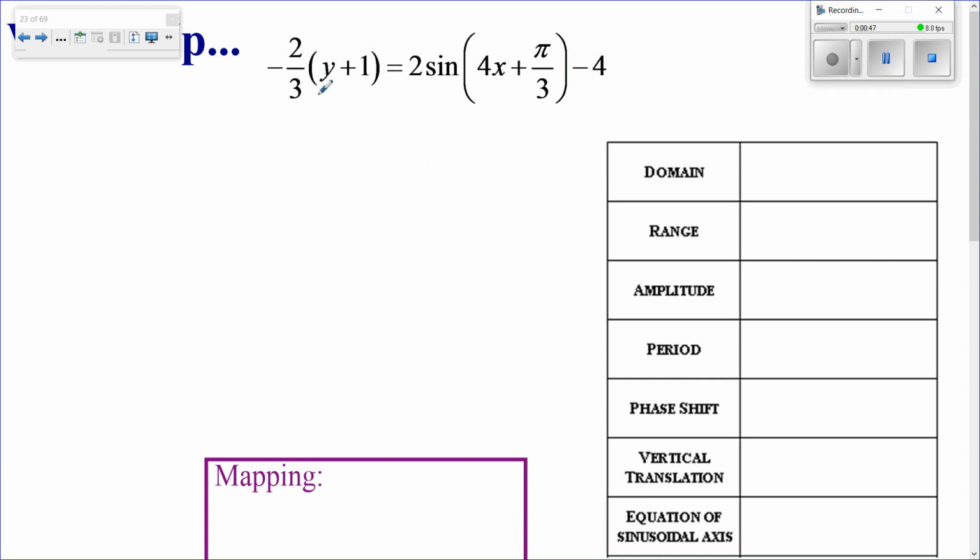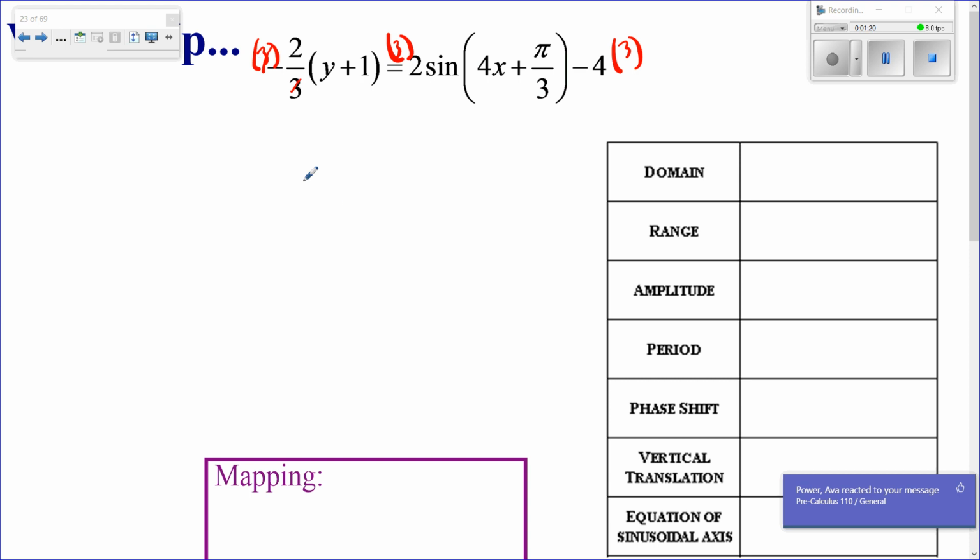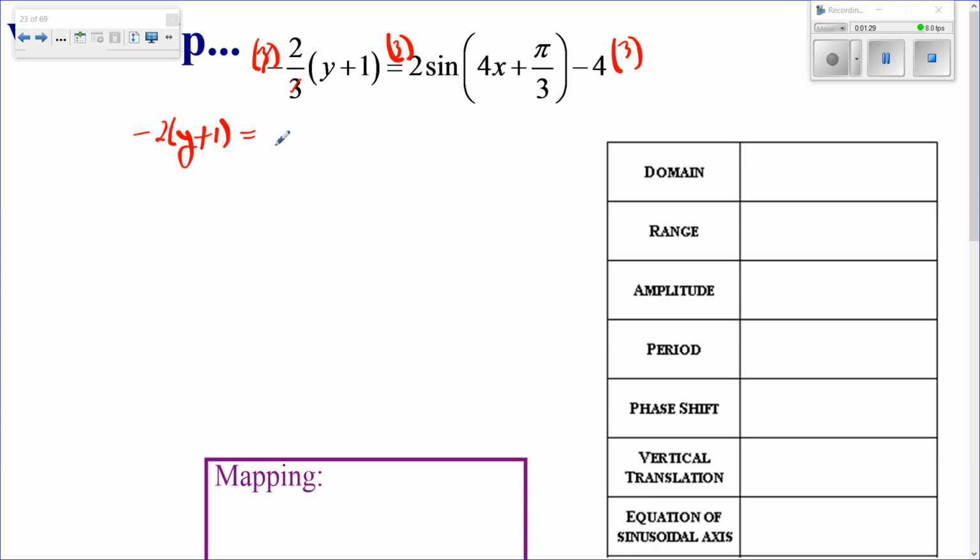To rearrange this, first thing I'm going to do is get rid of this 3 down here. So I'm going to multiply everything by 3. This is all considered 1 because it's multiplication together. Multiply by 3 here. Again, this is all considered 1. We never ever touch this argument. When we're multiplying, adding, subtracting, the argument never gets changed. So you just change that coefficient in front. And then I'm going to multiply this one by 3, and that's going to get rid of that. Let's give myself some room here. So it's going to be negative 2 bracket y plus 1 equals 6 sine.